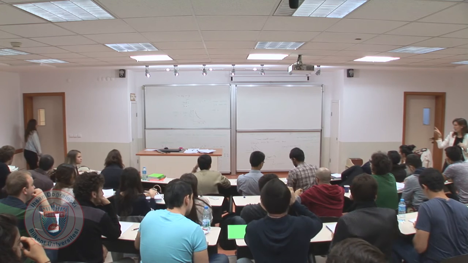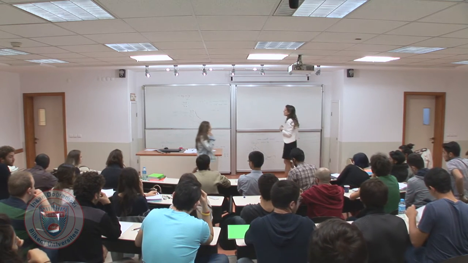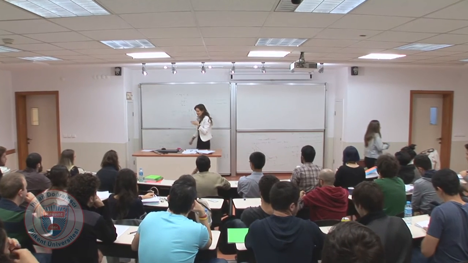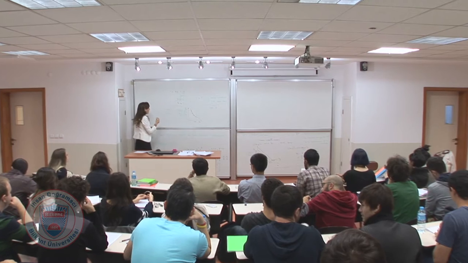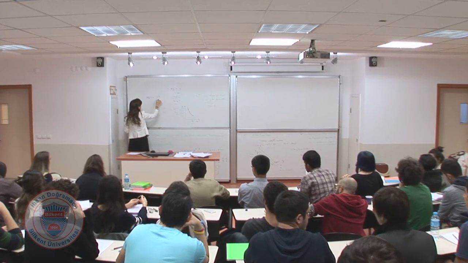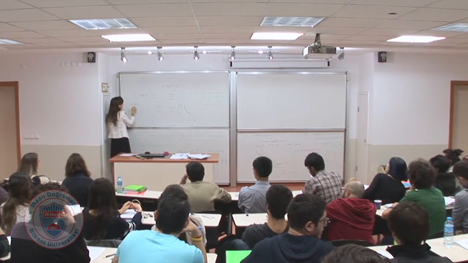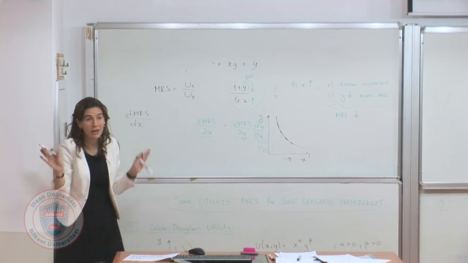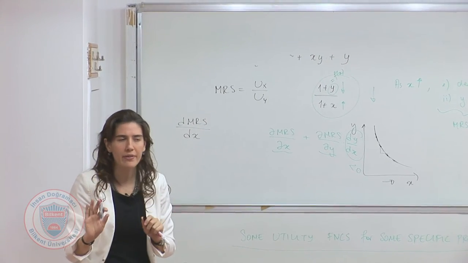Actually, some of your friends were asking me. Remember how we were deciding on whether MRS is diminishing or not. I told you that if you want to show it formally, you should be looking at the derivative of MRS with respect to X. For me, the way we did it is perfectly fine, okay?